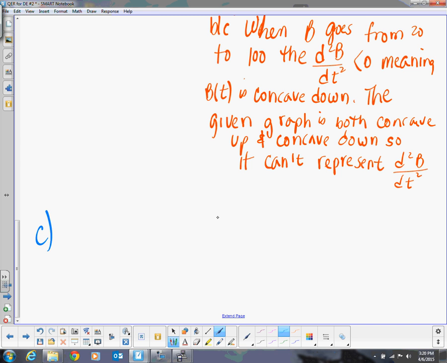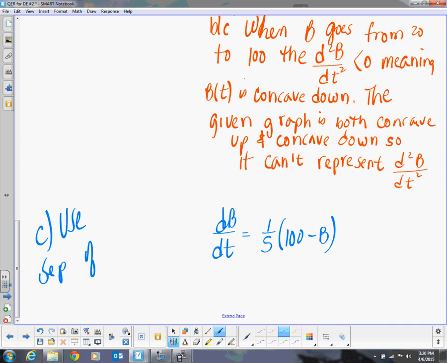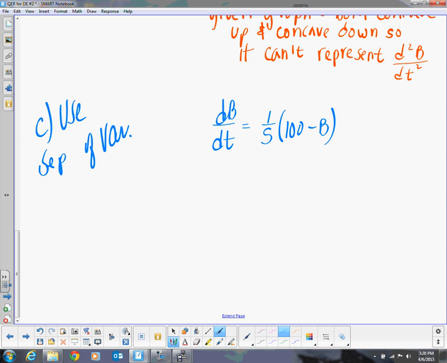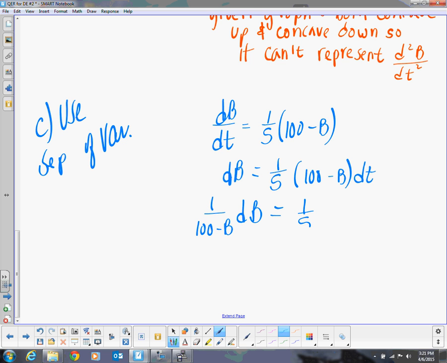says find a particular solution. So we know dB over dt is equal to 1/5 (100 minus b). Remember they said use separation of variables. That screams, so dB is equal to 1/5 (100 minus b) dt. My variables are not separated. So I have 1 over (100 minus b) dB is equal to 1/5 dt. So my variables are separated, so now we will integrate both sides.